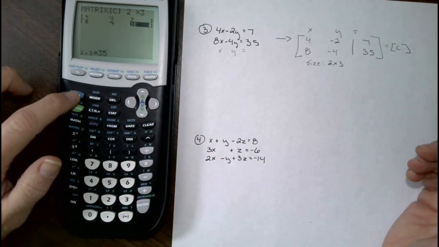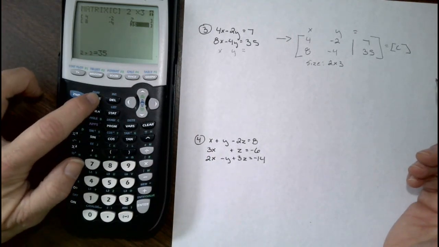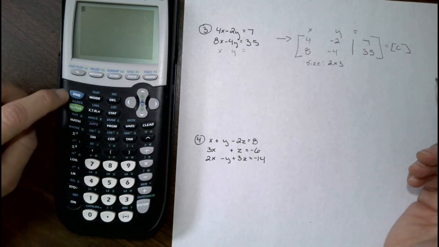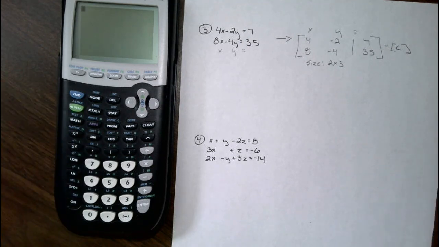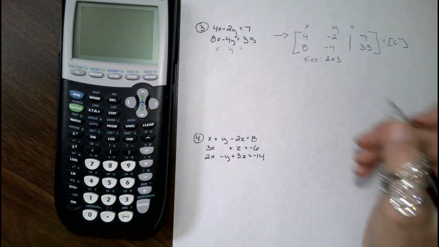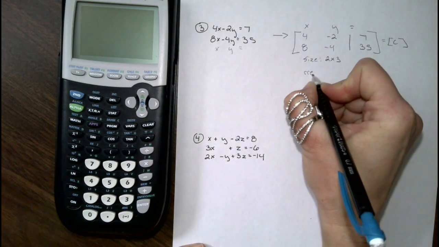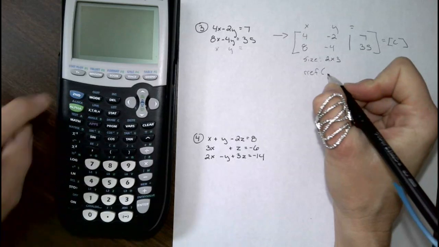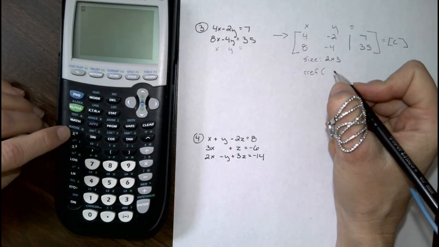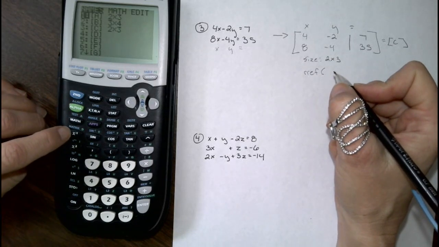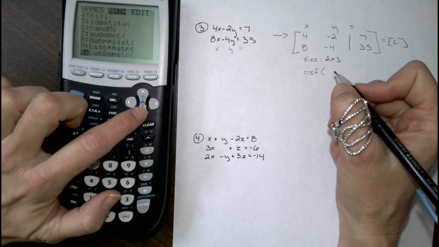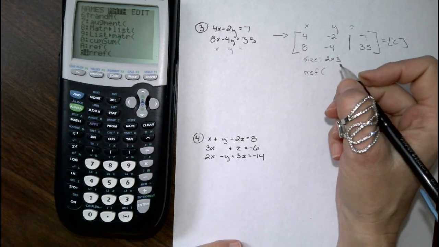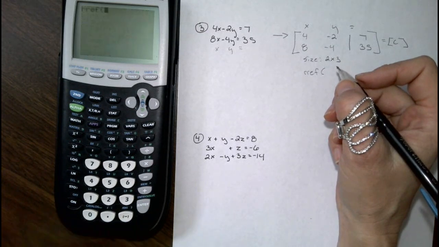I can go ahead and get out of this by quitting that screen and going back to my home screen. Again, that was second mode. And now we'll have to go get our function RREF. That is second X inverse to get to the matrix. Go over to math and scroll down to RREF. Select that by choosing enter.